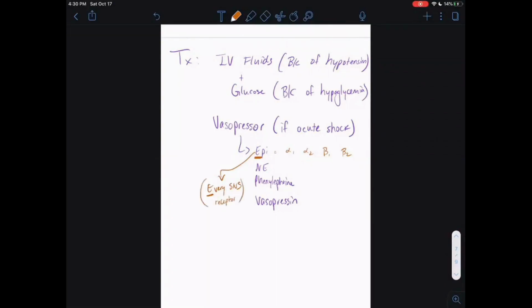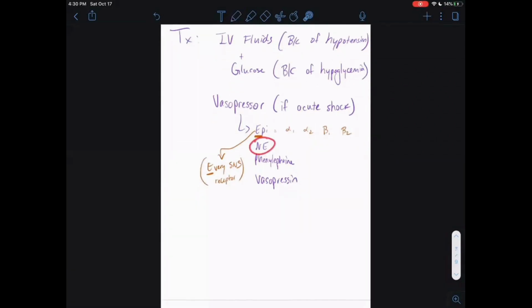And then the next is norepinephrine. Norepinephrine, I think NE stands for not every receptor. So it's going to bind alpha 1, alpha 2, beta 1, but not beta 2. Norepinephrine binds to the same exact receptors as epinephrine except for beta 2. So NE stands for not every receptor, and the one that it's lacking is beta 2. So not every sympathetic receptor.